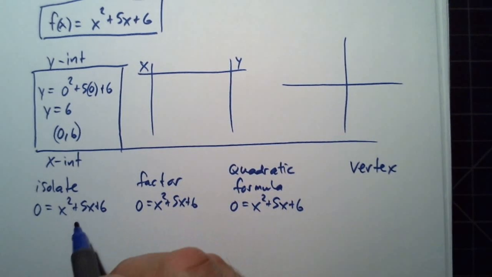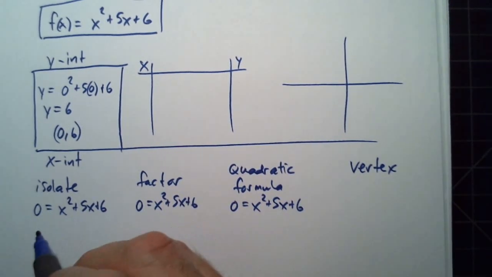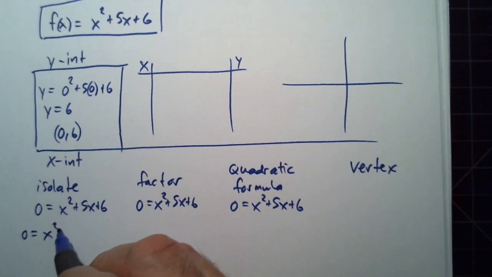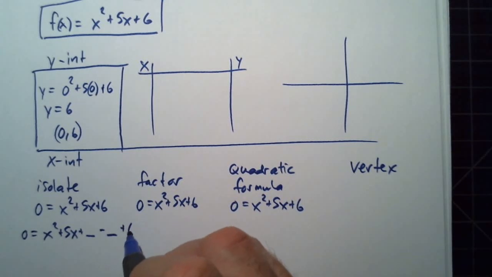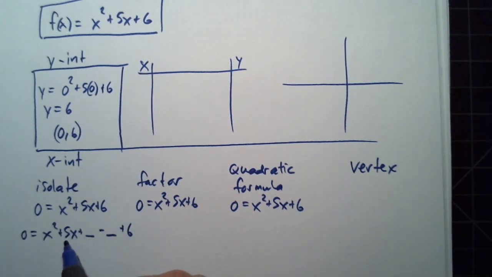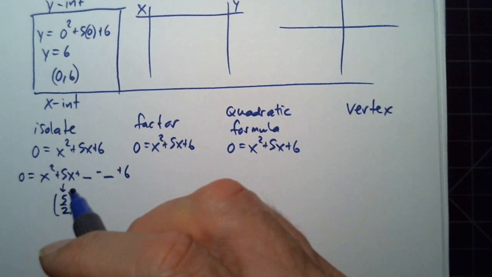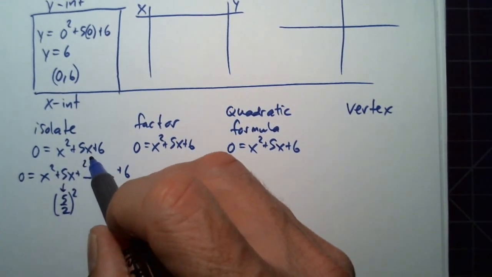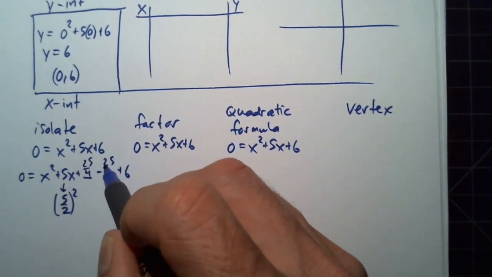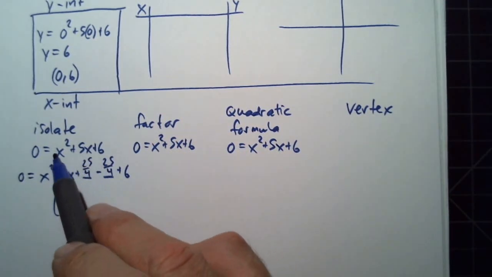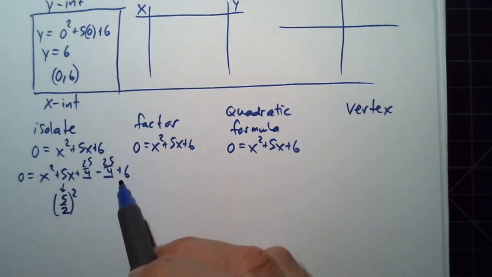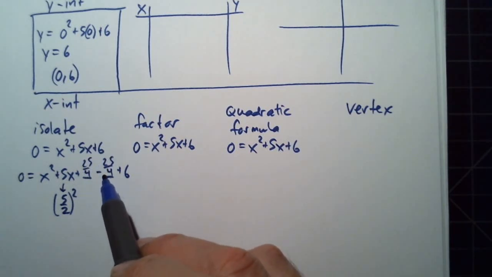Alright, if we're going to isolate, we can't isolate as it is. We have to complete the square. And that would look like this. We're going to add some number and subtract some number to complete the square. So we take half of this and square it. So we get 25 over 4. We'll add 25 over 4 and subtract it. So this equals 0. And if we take the original equation and add 0 to it, it's still the same equation. That's why we have to subtract it.